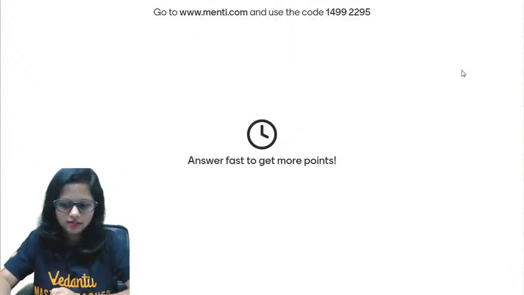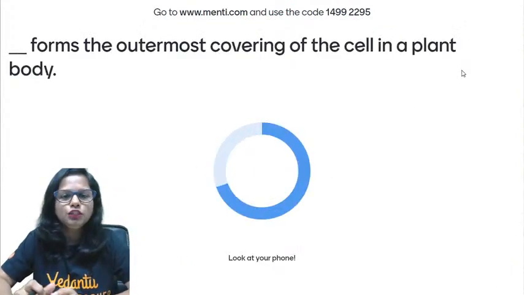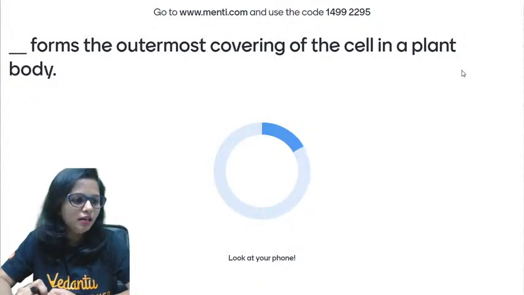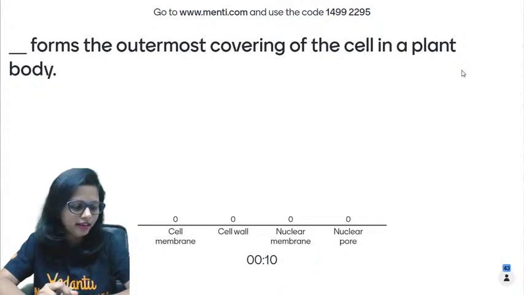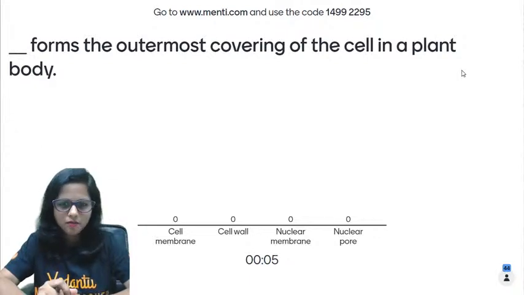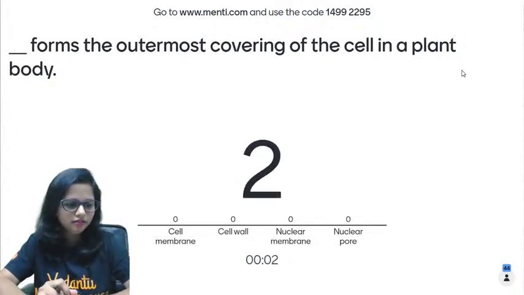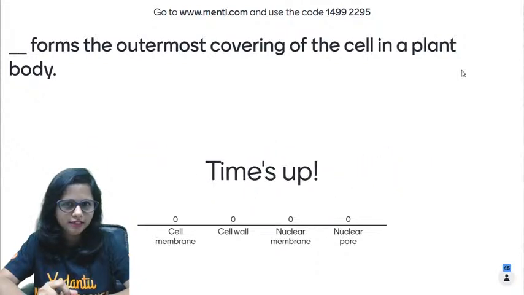Okay, answer it fast guys. So people, dash forms the outermost covering of the cell in a plant body. Which is that? Cell membrane, cell wall, nuclear membrane, nuclear pore. Come on people, come on. Outermost covering in a plant cell. Plant cell mein there's a rigid outermost covering. Which is that? Everyone is commenting B. Is it B? Come on, tell me. Time up guys, time up.